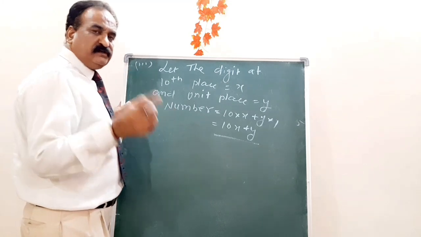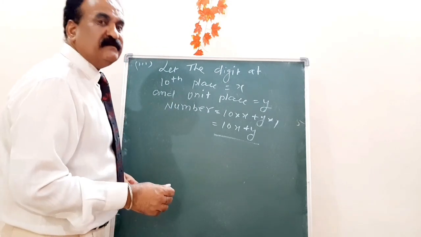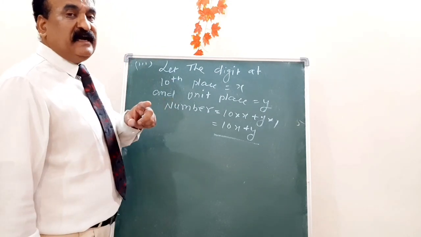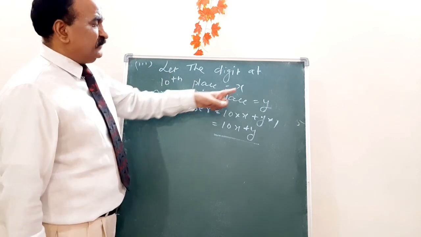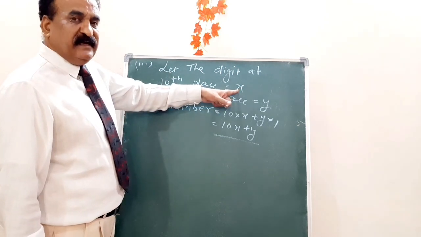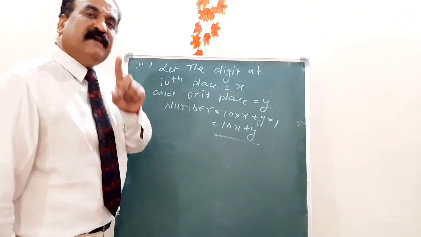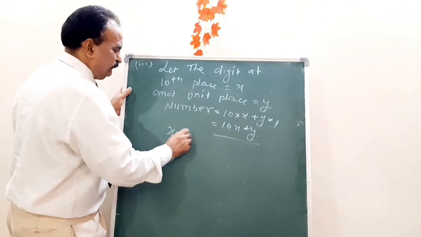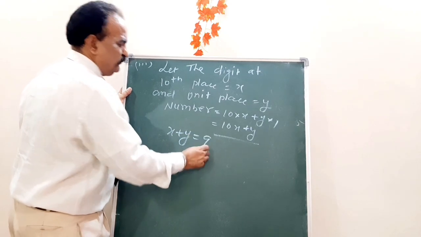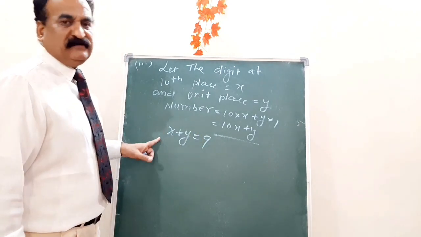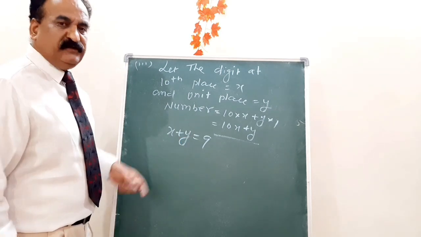This is your number. And according to the question, the sum of the digits is 9. The tens place digit is x and the unit place digit is y. It means x plus y is equal to 9. This is the first condition: x plus y is equal to 9.